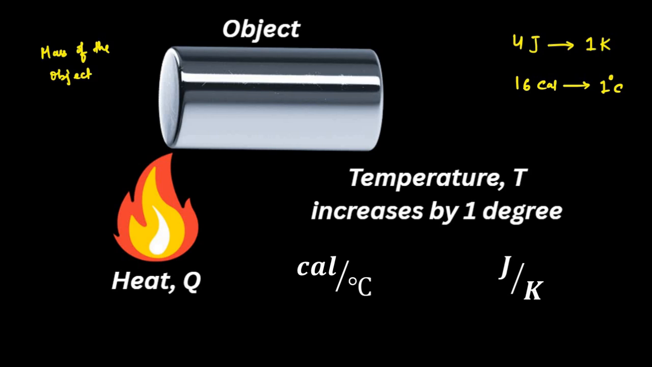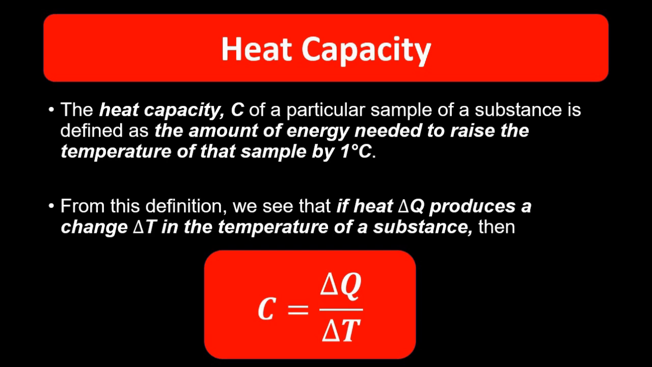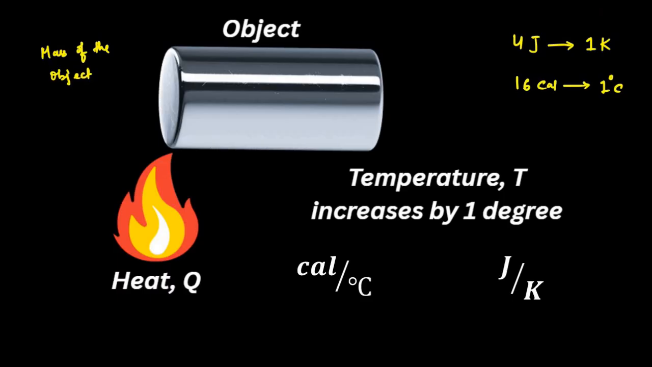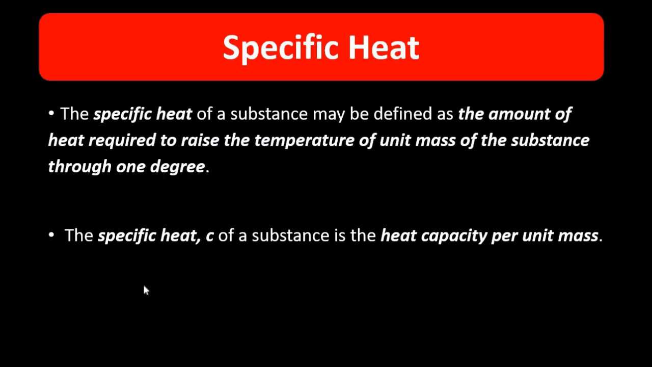Okay. Next, this is heat capacity. Next is a bit more specified. It is derived from heat capacity, but it goes one step ahead. It specifies something. So what was lacking in the previous thing? The mass of the object was not specified. So in specific heat, we go into the specifics. The specific heat of a substance is defined as the amount of heat energy which is required to raise the temperature of a unit mass of substance through 1 degree.